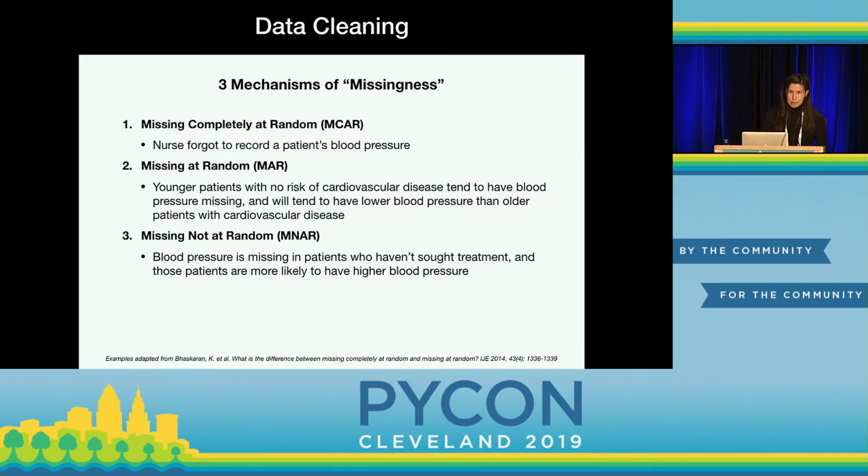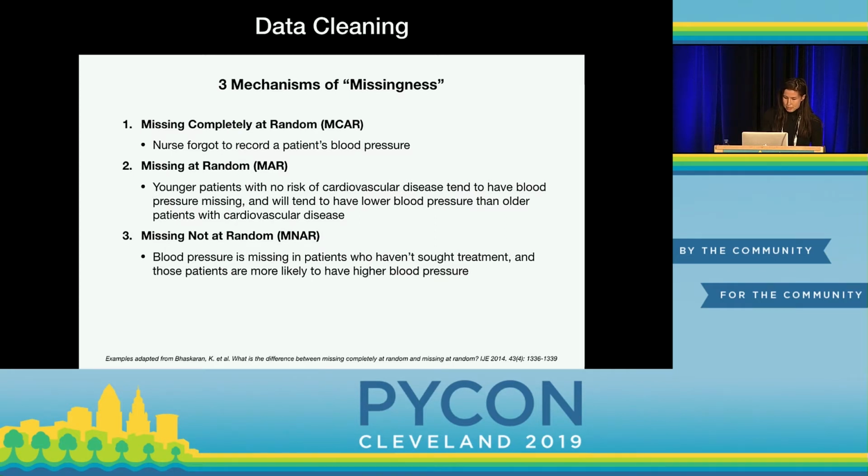The second mechanism is called missing at random. There might be differences between the missing and observed blood pressures, but these can be explained through other variables like age, gender, or a patient's history of cardiovascular disease. So in this example, younger patients with no risk of cardiovascular disease tend to have blood pressure missing and will tend to have lower blood pressure than older patients with cardiovascular disease. So the data here is missing and it's conditional on age and whether or not the patient has cardiovascular disease.